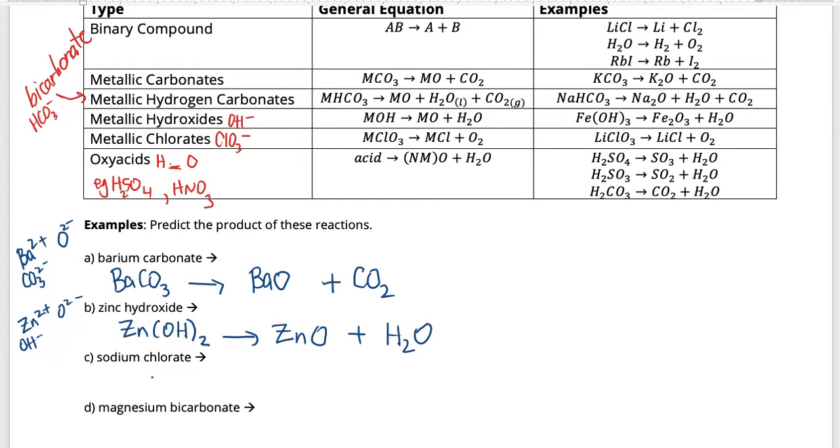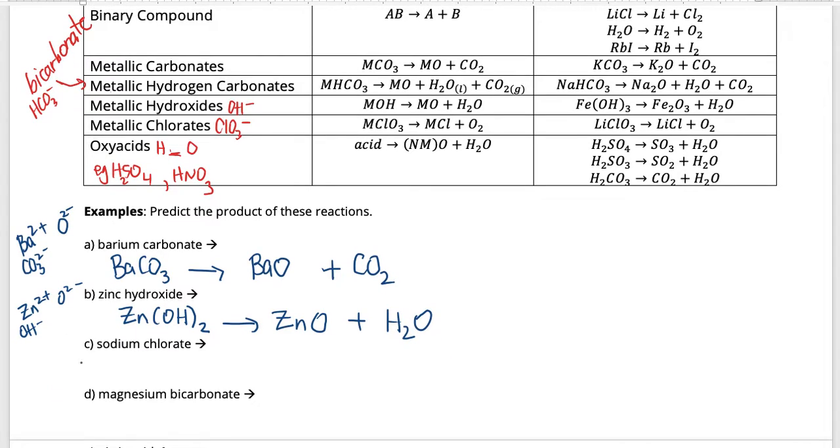Okay. All right, keep going. Sodium chlorate. So again, sodium is a +1 charge. Chlorate is ClO3 -1. Remember, just look on the back of your periodic table for those polyatomics. Combine them. Both of them have a 1 charge, so NaClO3.